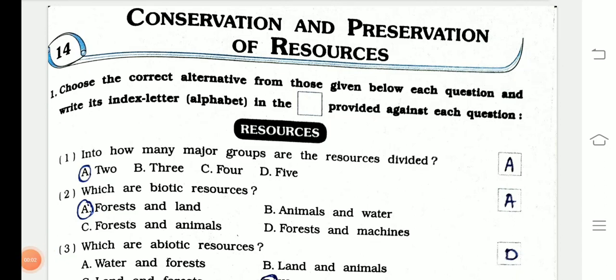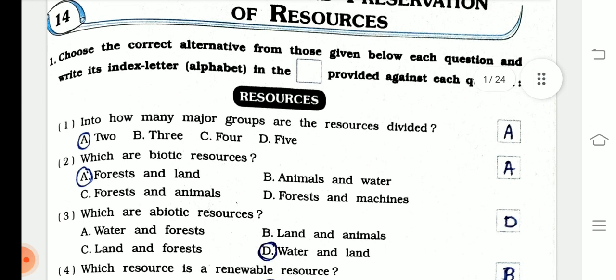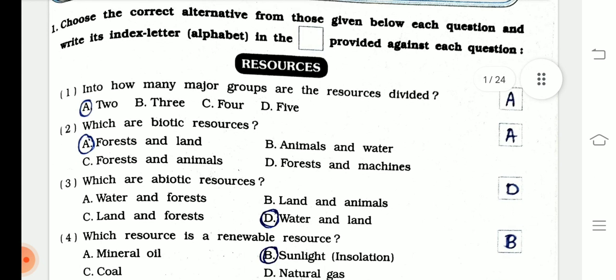Hello friends, today we are going to start chapter 14 of class 9, Conservation and Preservation of Resources, workbook exercise, standard 7th. The first question is: choose the correct alternative from those given below each question and write its index letter in the provided space against each question. So here you can directly copy down the answers.